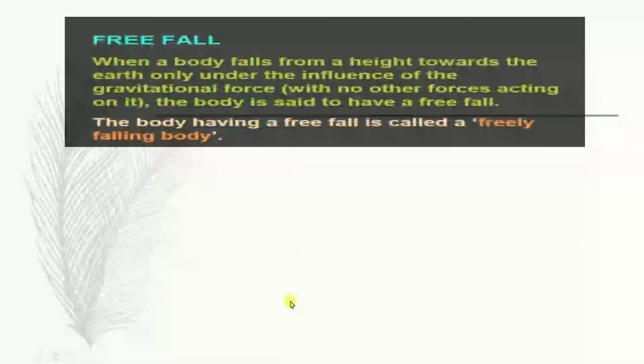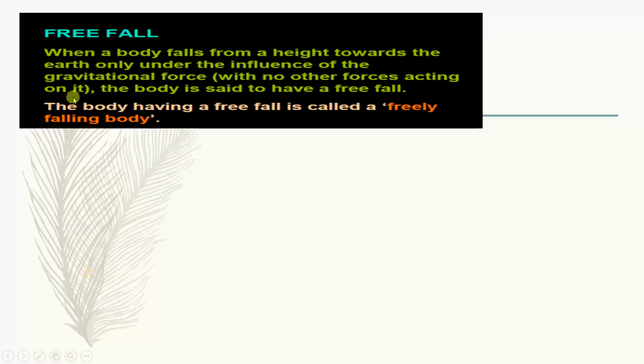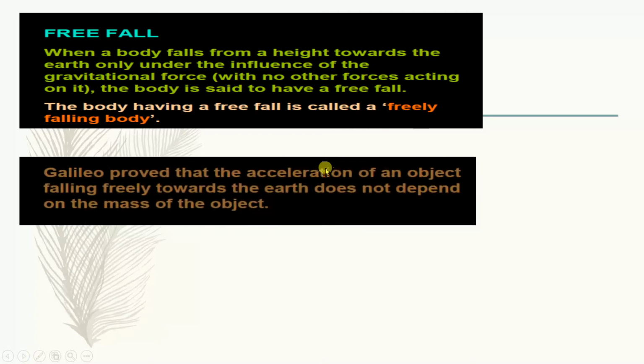Okay? So free fall means when a body falls from a height towards the earth only under the influence of the gravitational force with no other force acting on it, then the body is said to be in free fall, and we call the body a freely falling body. Galileo proved that the acceleration of an object falling freely towards the earth does not depend upon the mass of the object. What does this mean? When the object falls freely, then the acceleration with which it is moving will be the same.